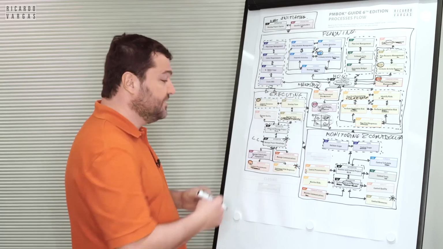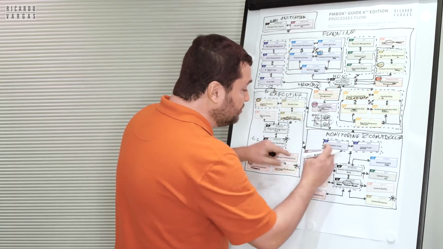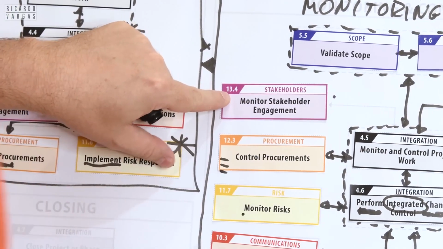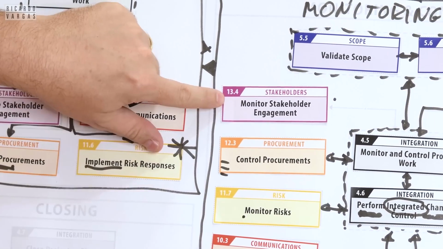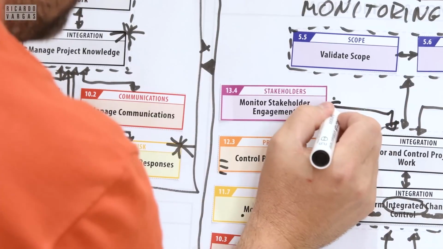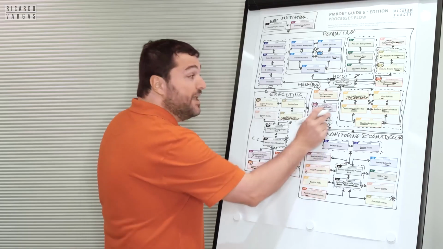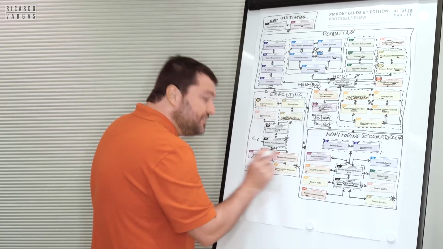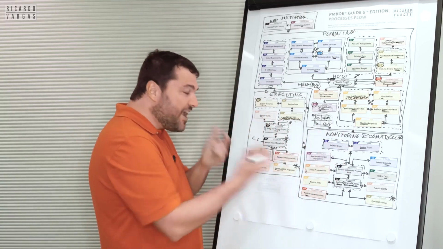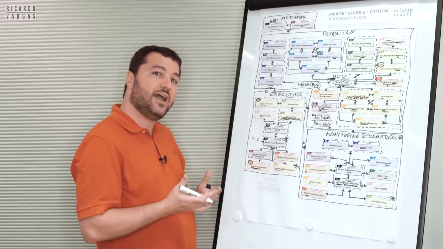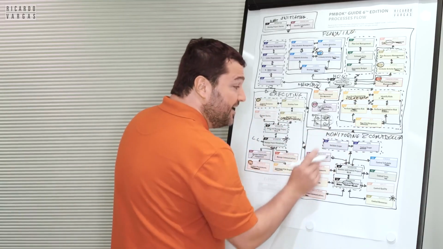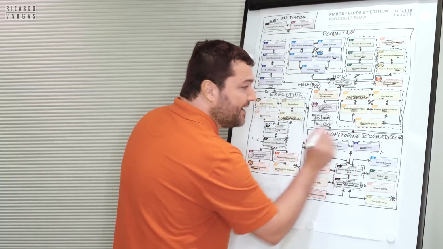And of course, very close to monitor communications, item 10.3, I need to monitor stakeholder engagement. Why? Because stakeholders may change. So I'm managing and changing. And look, again, these two processes are happening almost at the same time in a very, very integrated way. Remember, here I maybe come back.